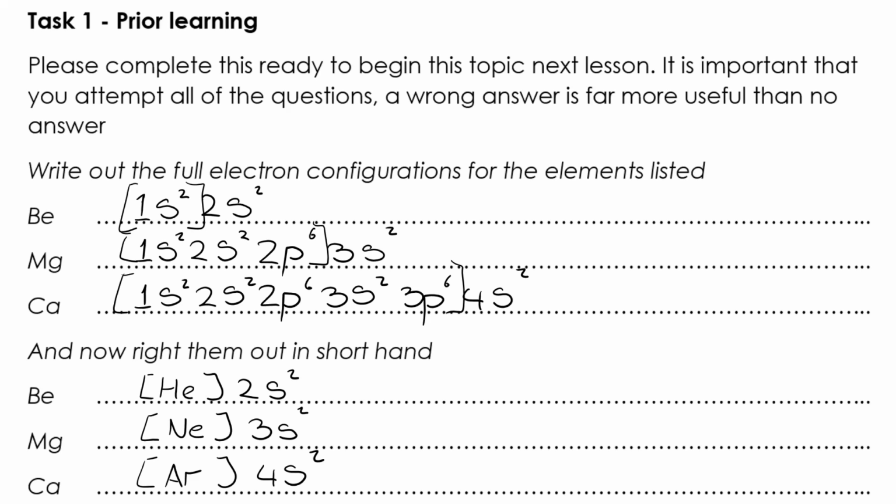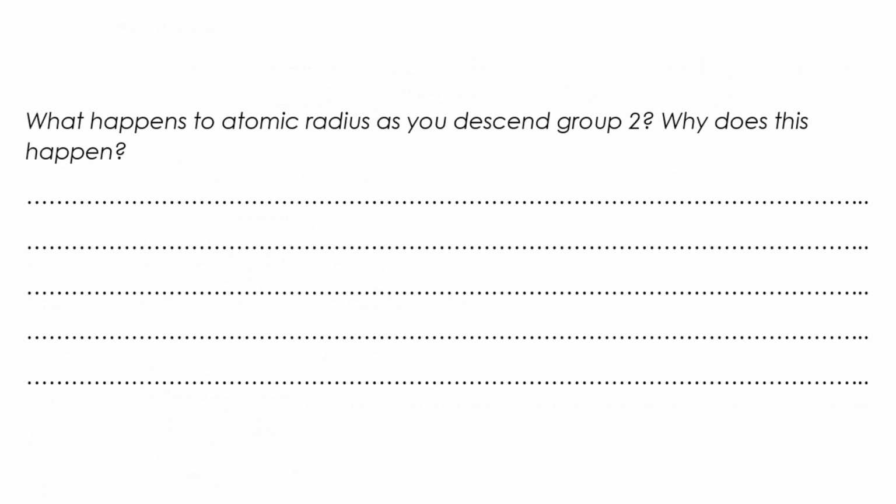Okay, moving on. What happens to the atomic radius as you descend group 2? Why does this happen? Now, hopefully quite straightforward, but pause, see what you can do, and we'll review the answer in a second.